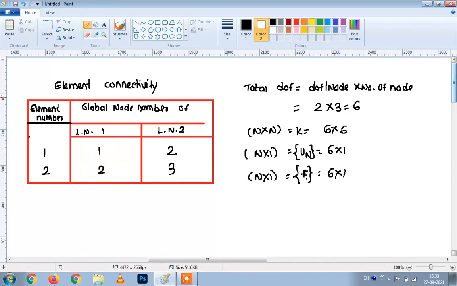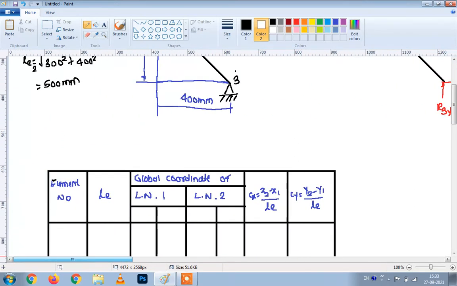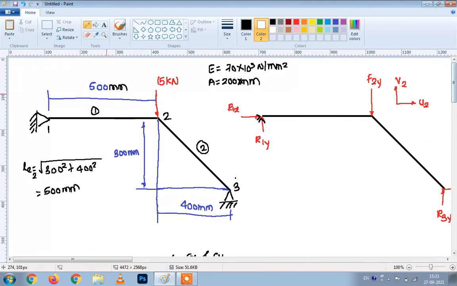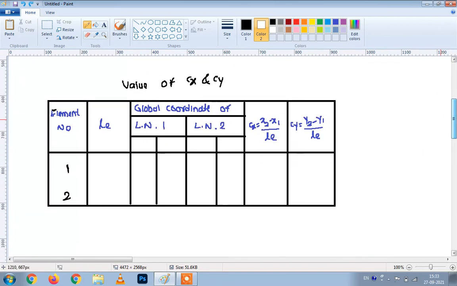So after this, we will find out the values of Cx and Cy. This particular table is showing the values of Cx and Cy for element number 1 as well as element number 2. For element number 1 and element number 2, the length of the first element is 500 mm. The length of the second element we have calculated is also 500 mm. So considering this 500 and 500.